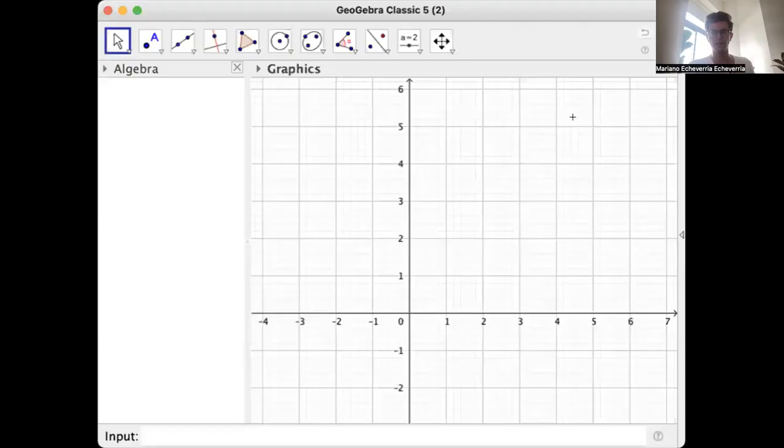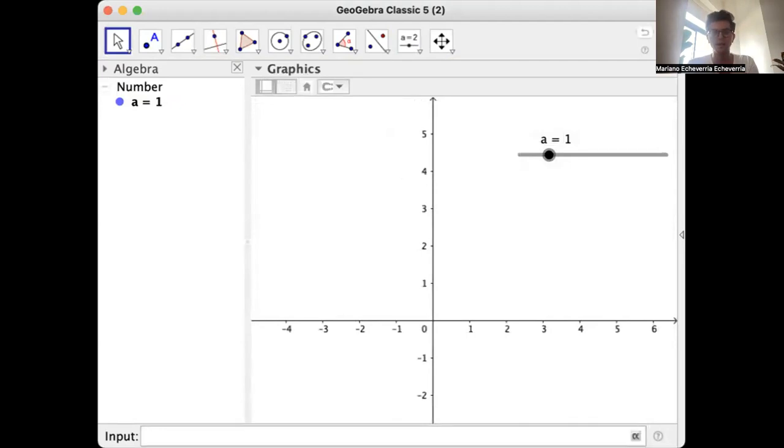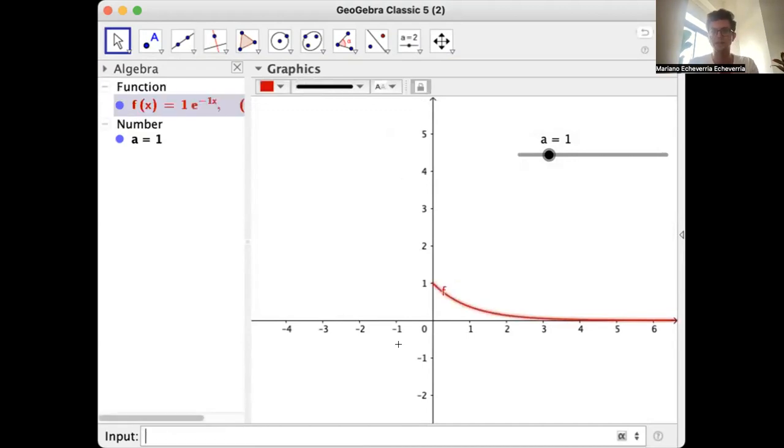So let's see. I can define a slider. This would be the value for lambda. I'll call it a, because it's easier to do that on GeoGebra than to write lambda. And so if x is greater than 0, the probability density function was a times e to the minus a times x. Hopefully this works. Okay, so there you go.